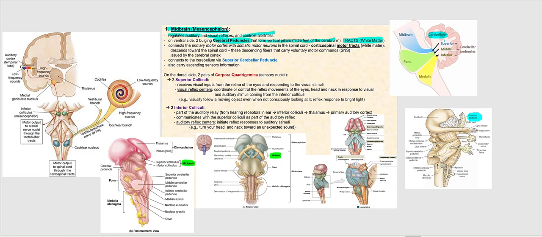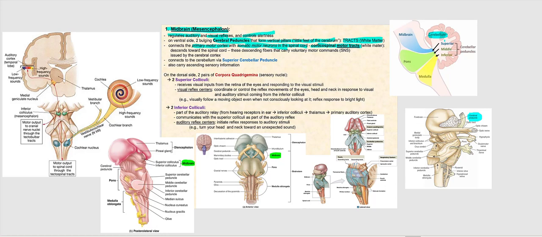Don't forget, these tracts are descending tracts and ascending tracts. Basically, they're projection fibers. So these tracts, which we find once again as part of the cerebral peduncle, will connect the primary motor cortex, which is also referred to as the precentral gyrus that we find in the parietal lobe of our cerebral cortex, with the somatic motor neurons found in the spinal cord. So we refer to these tracts as the corticospinal motor tracts.